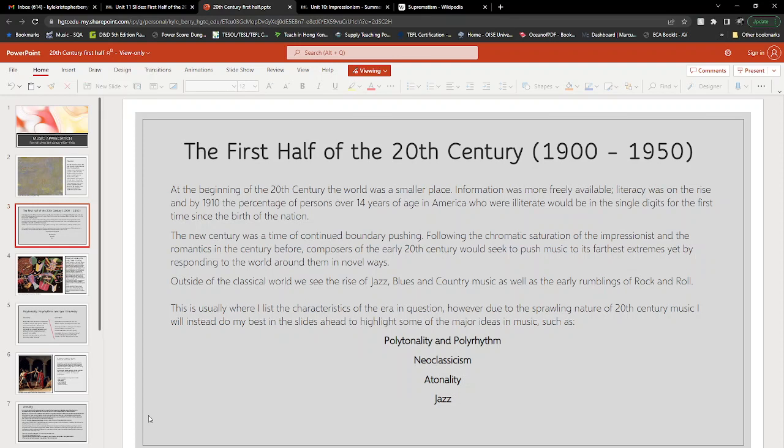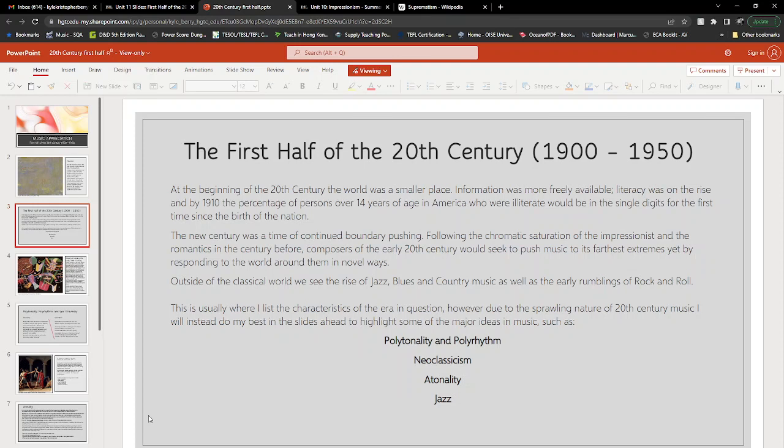So we see a lot of questioning of what is the important thing in music, or what are new, interesting ways we can apply these same old principles, but in ways that they haven't been applied before. Outside of the classical world, we see the rise of jazz, blues, and country music, as well as the beginnings of rock and roll, which we'll look into more in our next lesson on the second half of the 20th century. It really hits its stride in 1950 and after.